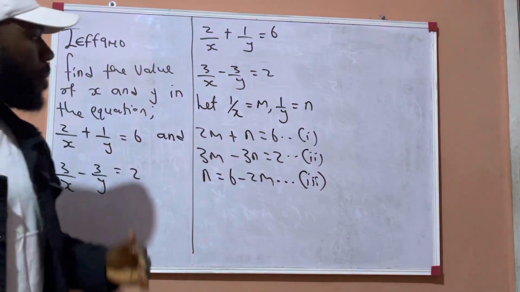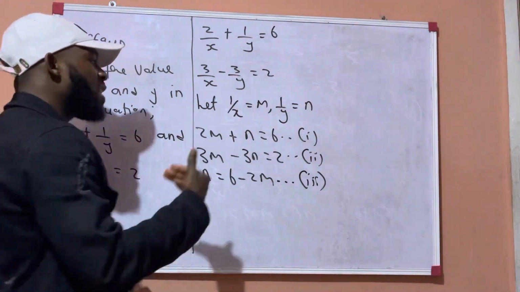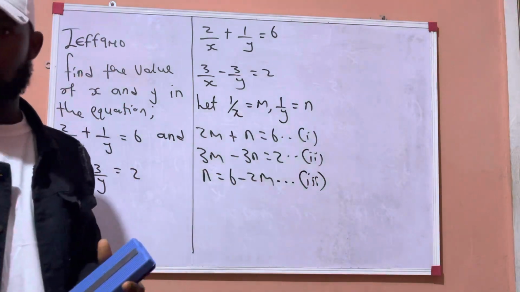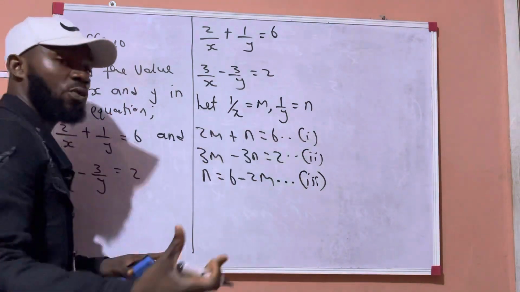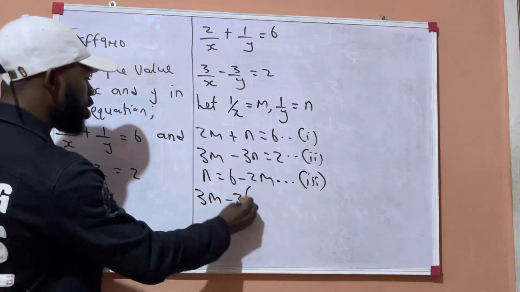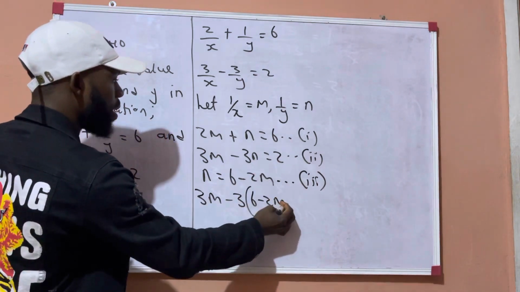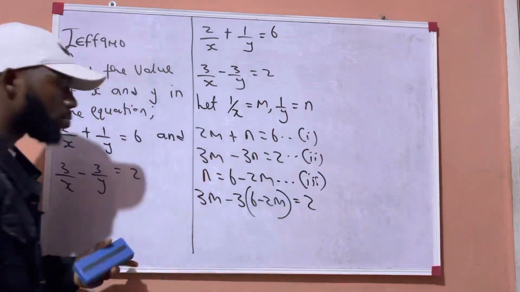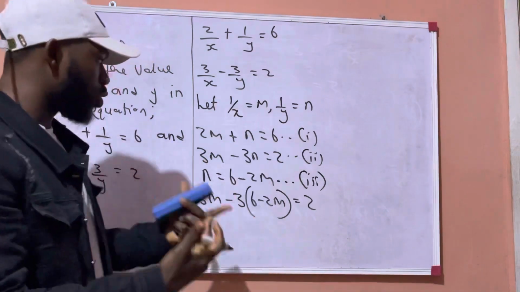Now remember we used equation 1 to get equation 3. So what does that mean? It means anywhere we see n in equation 2, we give 6 minus 2m. So substituting 6 minus 2m for n in equation 2, we have 3m minus 3 into bracket 6 minus 2m, is equal to 2. We simply substituted 6 minus 2m for n in equation 2.